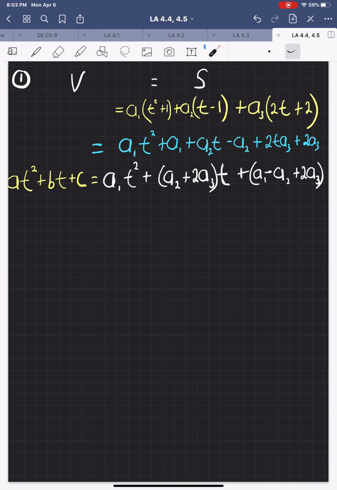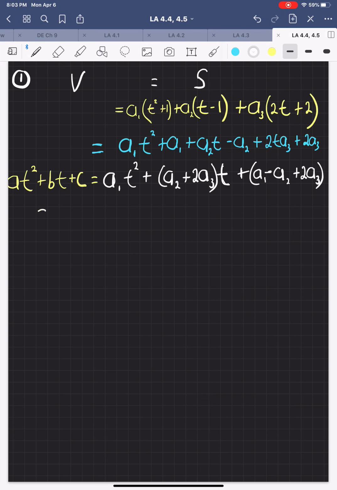Okay? So in this case, let's start with the very first coefficient. We have a sub 1 attached to t squared on the right side, and what do we have attached to t squared on the left side? Well, just a.